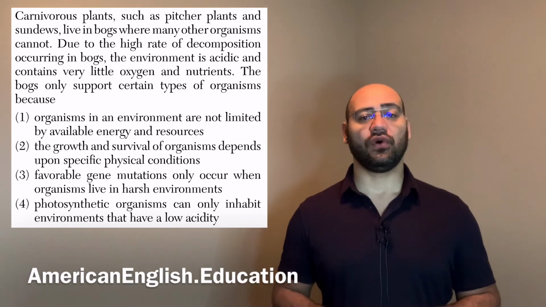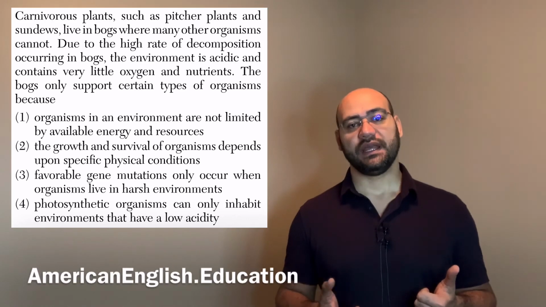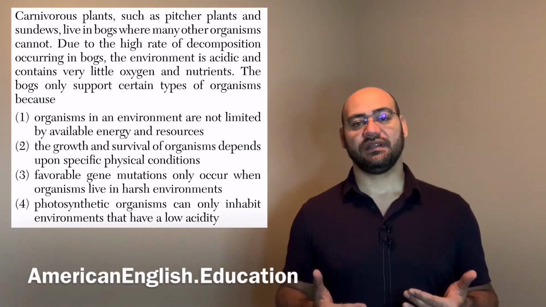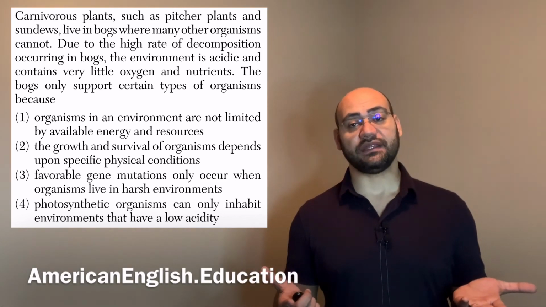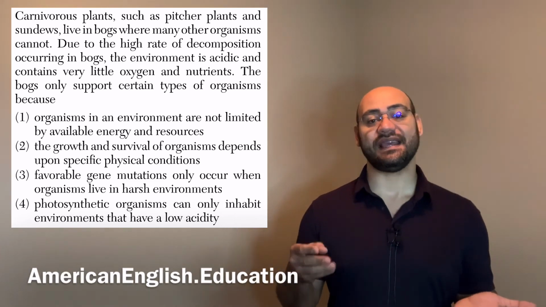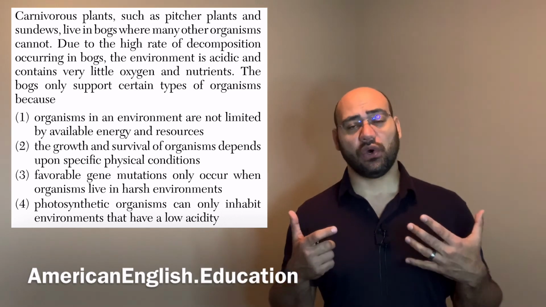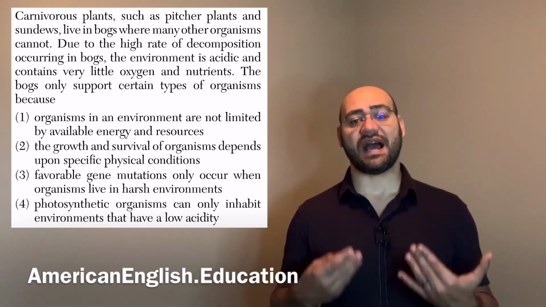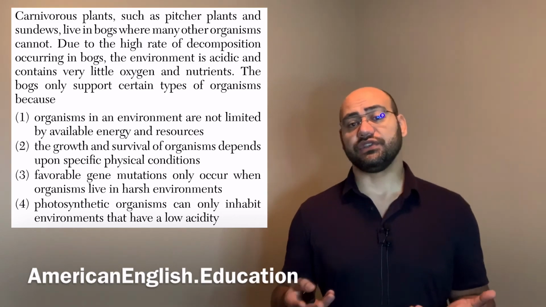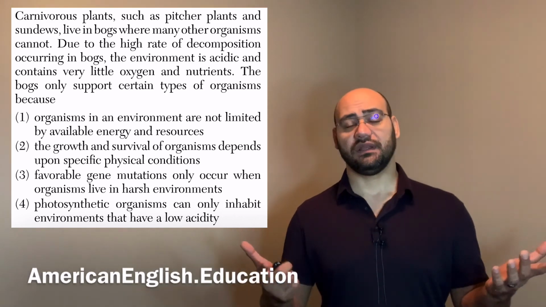Okay, like I said before, this text is repeating itself. Pay attention to the first part. It says, many other organisms cannot live. Why? Due to the high rate of decomposition occurring in bogs, the environment is acidic and contains very little oxygen and nutrients. So, which means those organisms that depend on oxygen and nutrients cannot live there, right? That is our answer. So the bogs only support certain types of organisms because, let's look at the answer now.